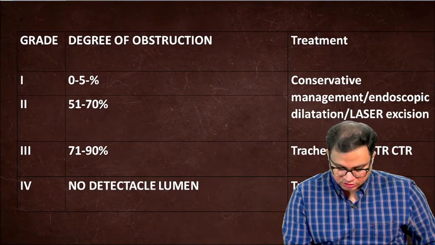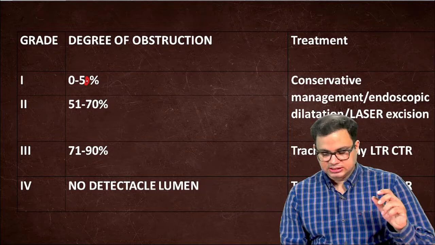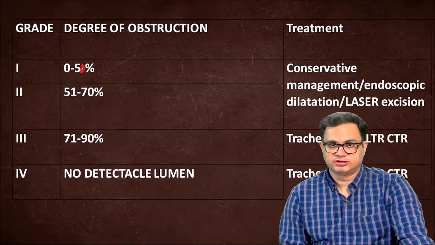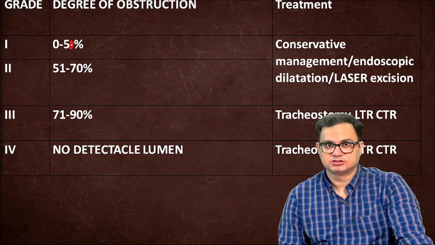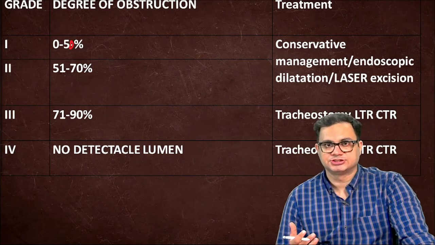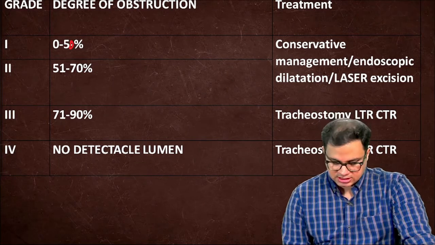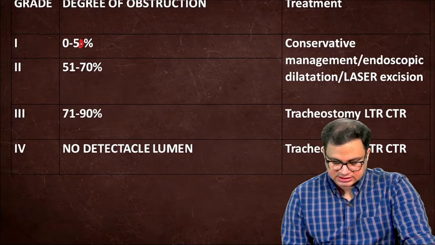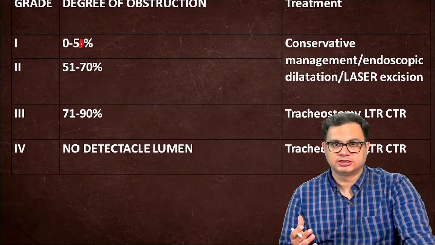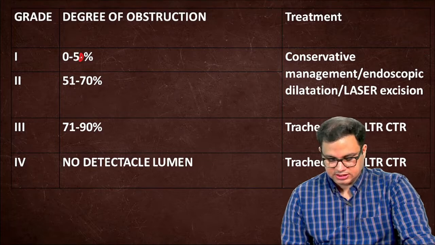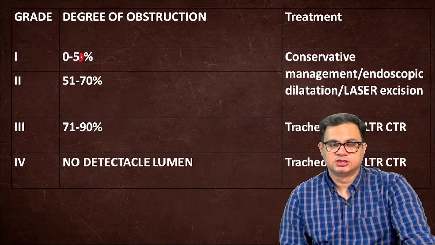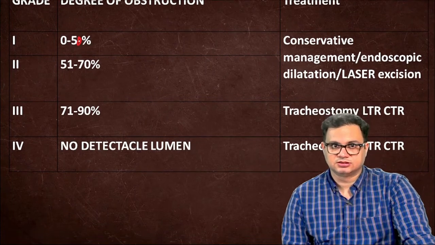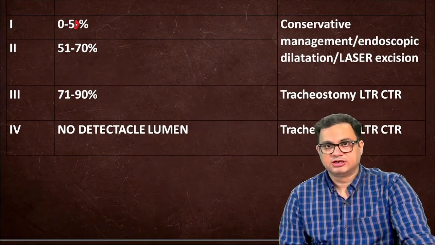The treatment in grade 1 and grade 2 is the same. We will be doing conservative management of such patients, going for endoscopic dilatation or laser excision. But the problem arises in the grade 3 and grade 4 lesions. Grade 4 patients will die if not treated early, whereas in grade 3 the treatment consists of tracheostomy.